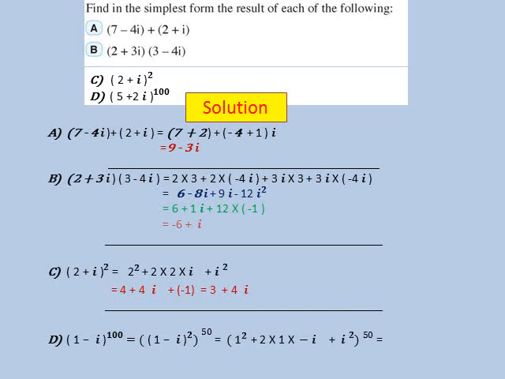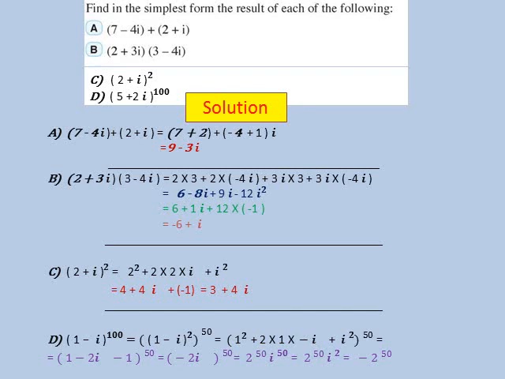(1 - i) power 2, the first power 2, first times second times 2, the second power 2. And don't forget power 50. Then 1 power 2 gives 1. 2 times 1 times negative i gives negative 2i. i power 2 equals negative 1. Then 1 plus negative 1 will give 0. So it will be (-2i) power 50.